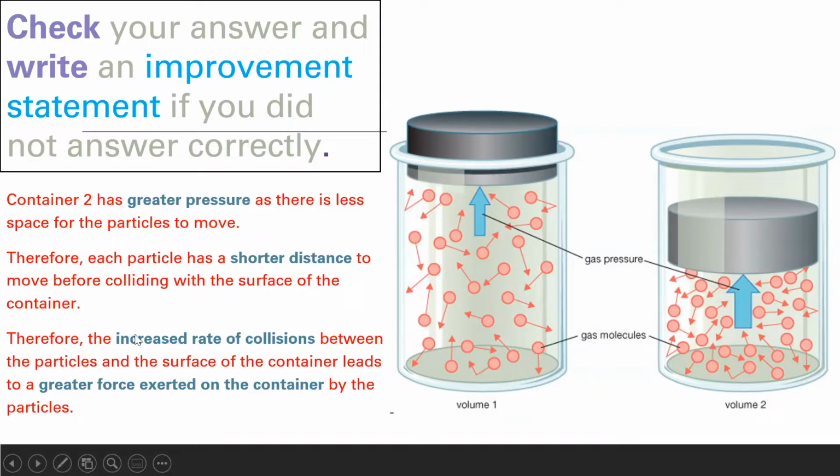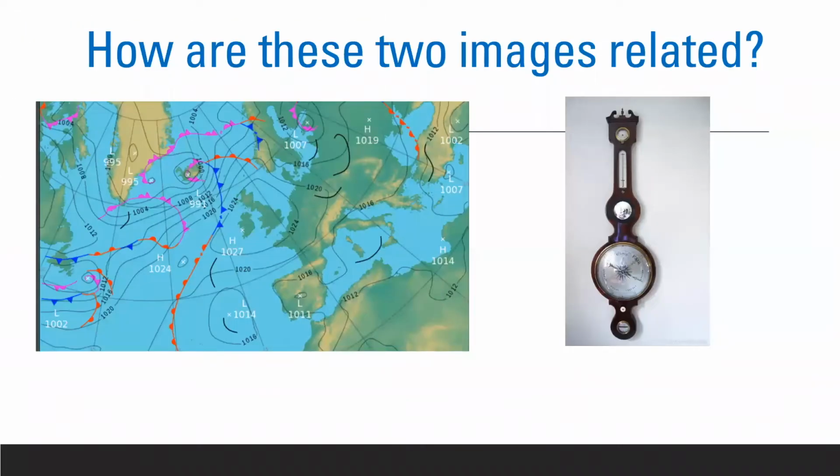A very key phrase here is increased rate of collisions. Because they've got less volume, they've got less room, and there's an increased rate of collisions leading to a greater force exerted. So the highlighted words are very important in terms of gas pressure.